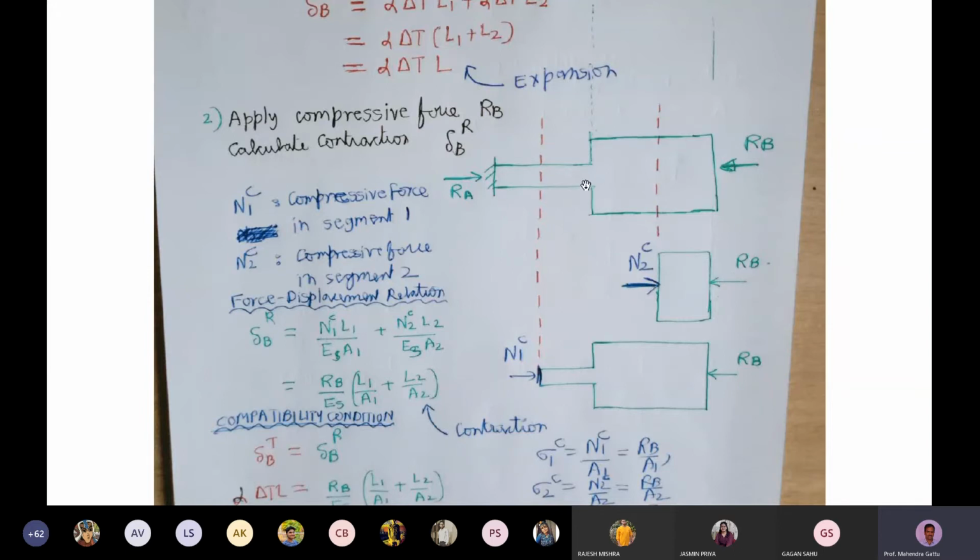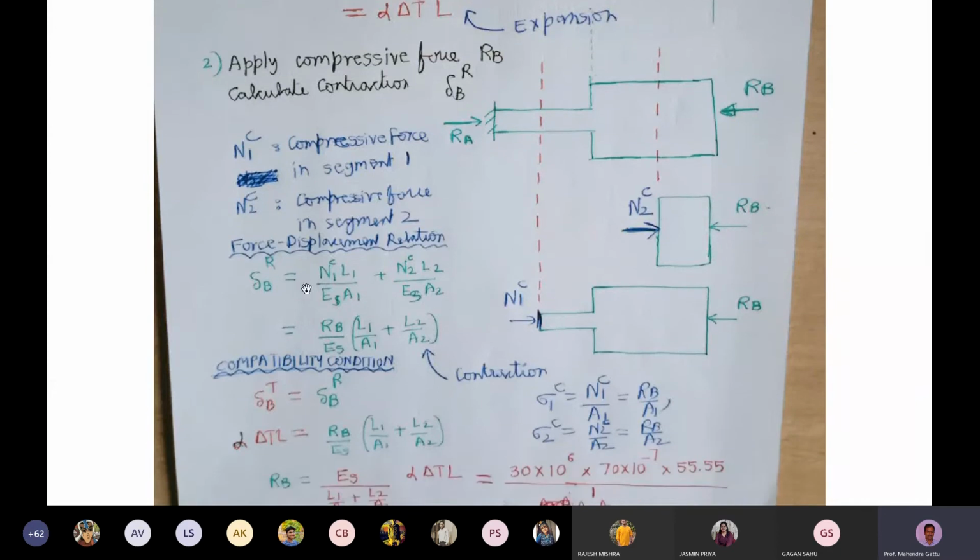Now we can calculate the net contraction in each segment by applying the force displacement relation. What is the force displacement relation? Delta is equal to PL by EA. In this case, the axial force N1 is constant throughout its segment and N2 is constant throughout its segment. So we can directly apply the force displacement relation without doing any integration. So the contraction is N1 L1 by ES A1 plus N2 L2 by ES A2. Here N1C and N2C are both equal to RB, and you can take Young's modulus ES out, and you have L1 by A1 plus L2 by A2. So this is the contraction which is produced due to that compressive force.